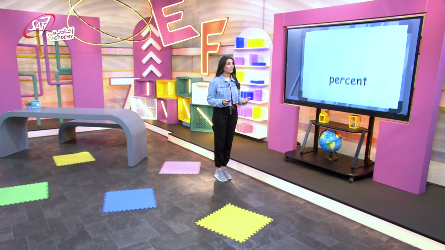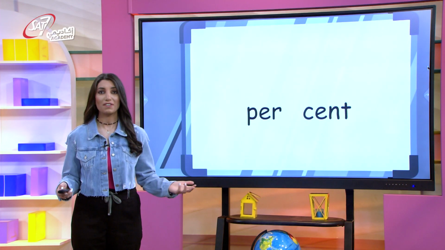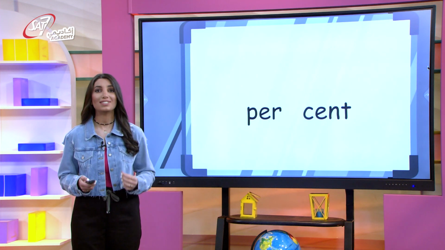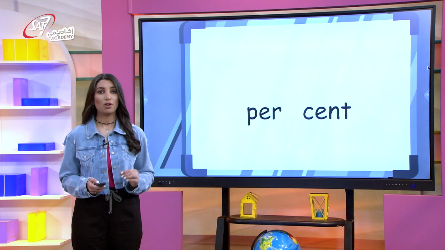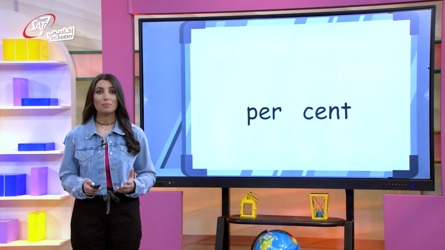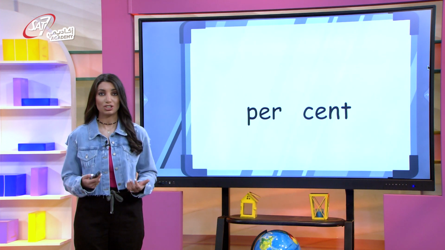What does the word percent mean? Let's divide it into two parts. Have you seen the term cent before? A century, for instance, is 100 years. Cent is used to refer to 100. 40% means 40 per 100 or 40 out of 100.